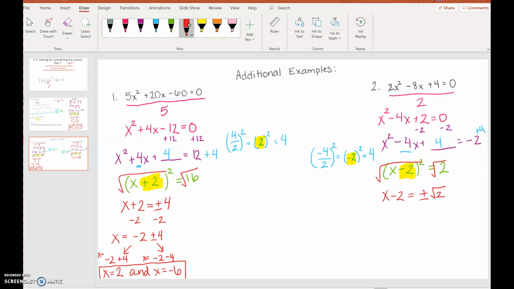Now you could put that in a decimal form as well if you wanted. I'm going to leave it in square root form. And I add 2 to both sides, so x equals 2 plus or minus the square root of 2. Again, you can put it in decimal form. I'm going to leave it like this. And that is it for 2.5 day 2.